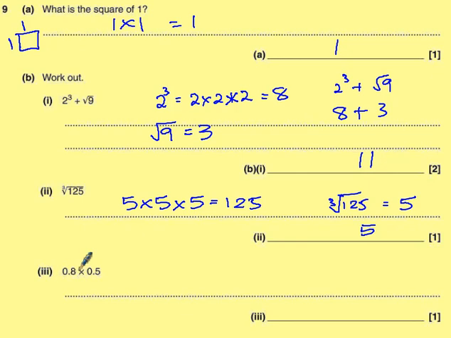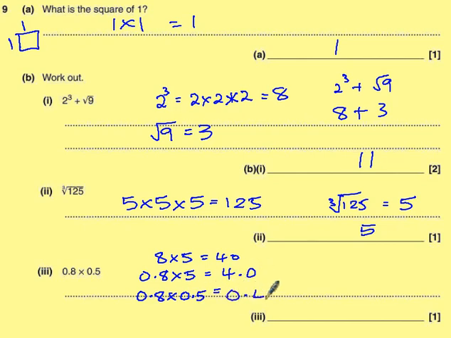Work out part 3, work out 0.8 times 0.5. Well, we know that 8 times 5 is equal to 40. So 0.8 times 5 is equal to 4.0. I've divided this by 10, so divide my answer by 10. So 0.8 times 0.5 is equal to 4.0 divided by 10, 0.4. So the answer is 0.4.